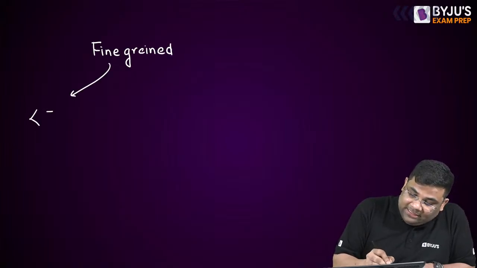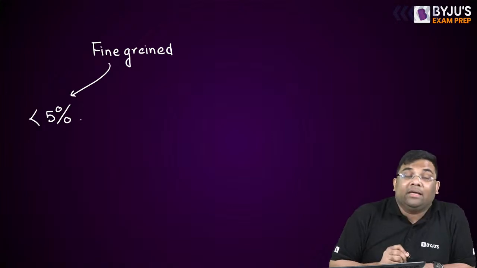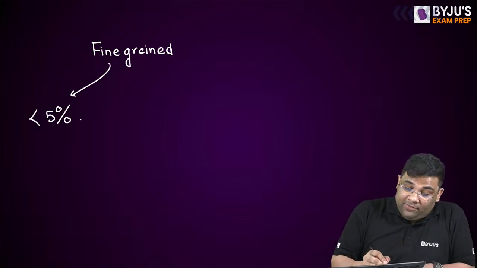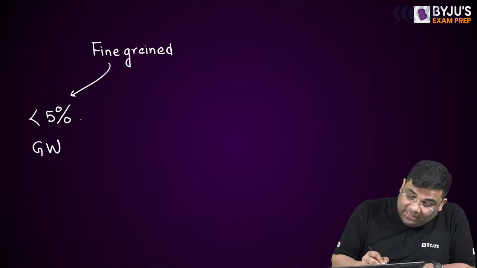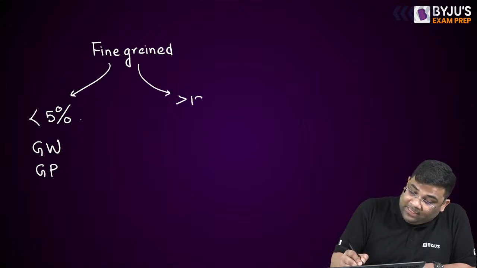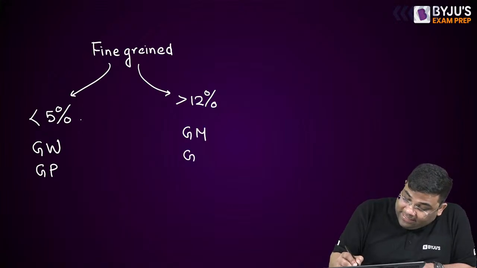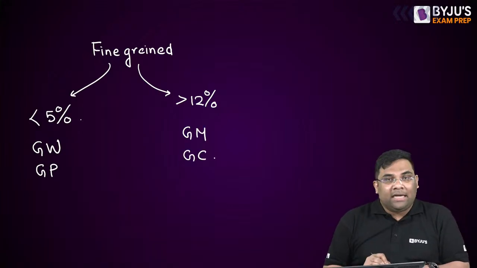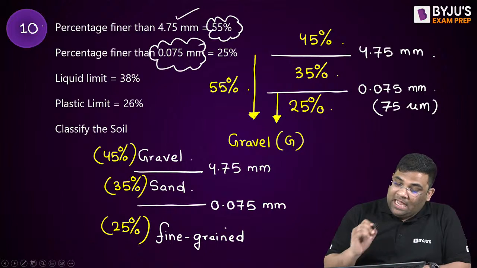If the fine grained percentage is less than 5%, then we go for what? Either it is well graded or poorly graded. Or if it is more than 12%, we go for what? Either it is silty gravel or it is clayey gravel. Right? Now see here, what is happening?